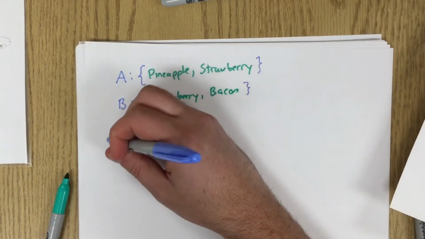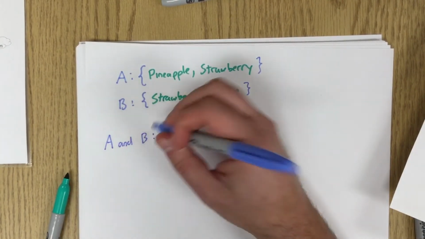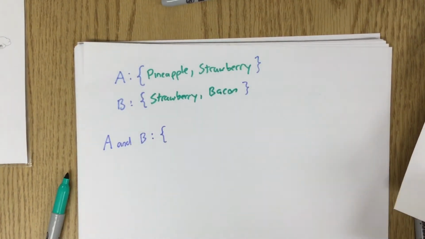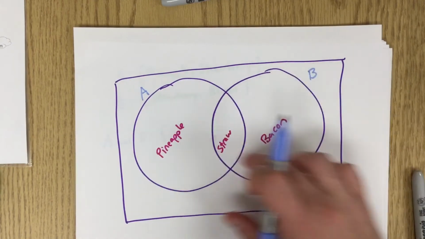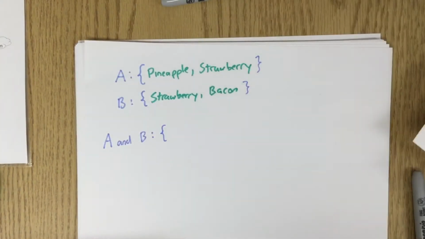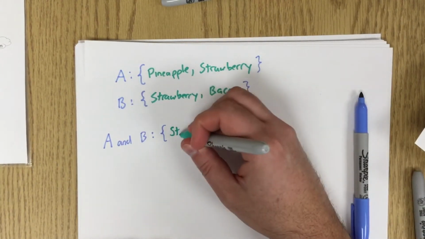Now I'm going to have A and B. A and B is going to be something that's in A and is also in B. So it has to be in A and must also be in B. And that's just going to be strawberry. Strawberries are in A and also in B. So that's just the strawberry.